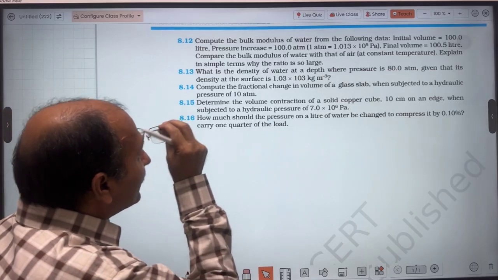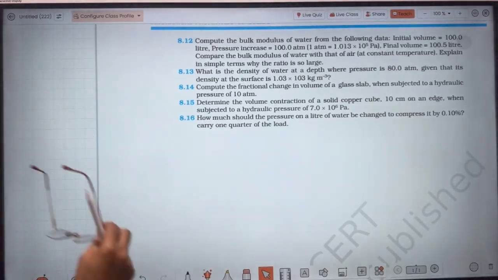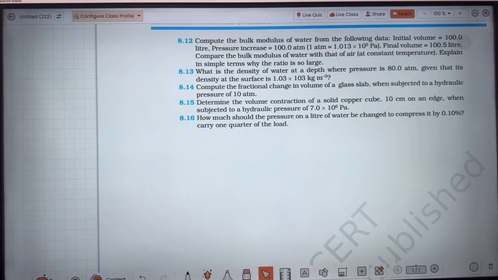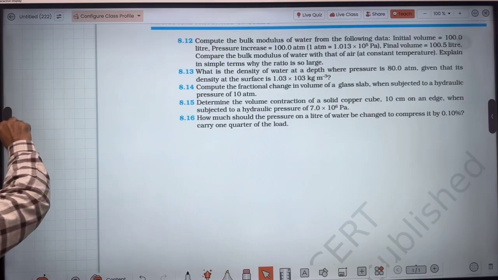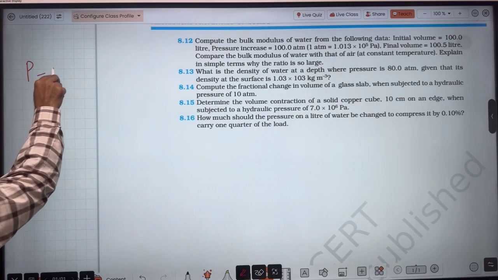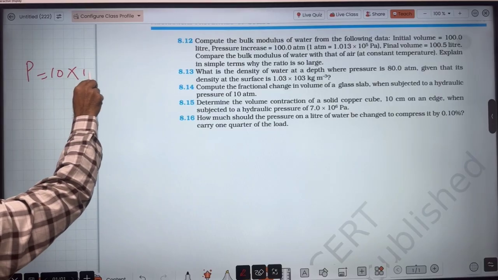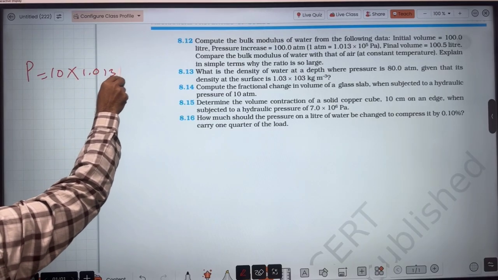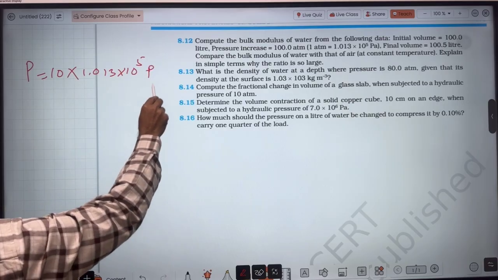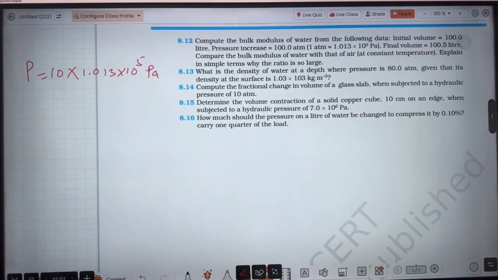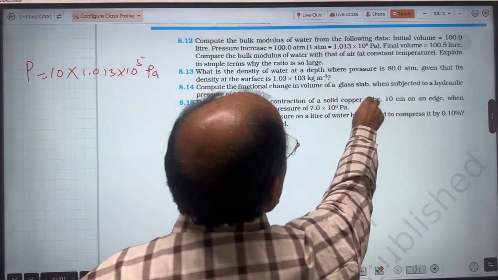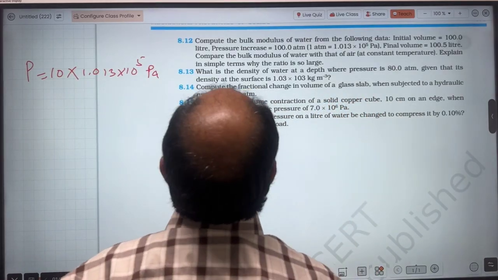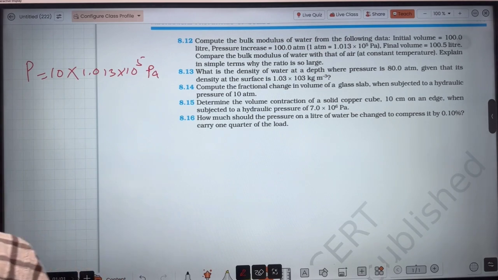Now, the next question is: compute the fractional change in volume of a glass slab when subjected to a hydraulic pressure of 10 atm. So 10 atm means what? Here pressure is given as 10 into 1 atm, which is 1.013 into 10 power 5 Pascal. So this is the value of pressure that is given. So let's evaluate.